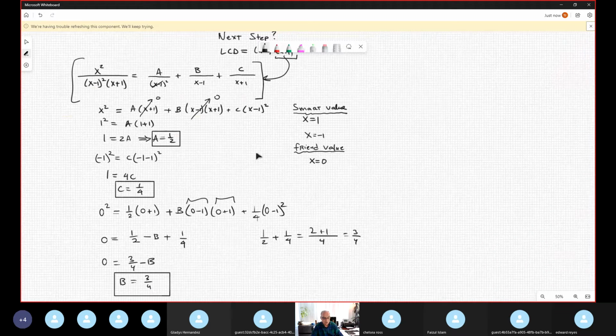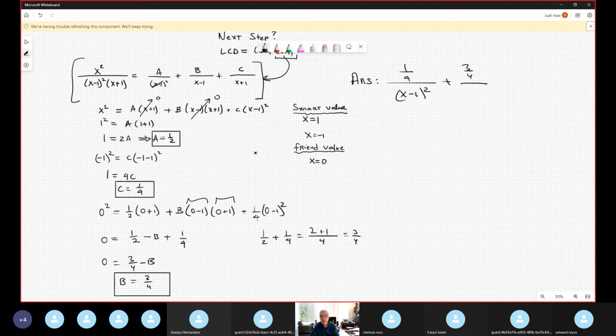We need to express the final answer. I want to explain a different way to express the final answer after the partial fraction decomposition I did before. A is 1/4. You put 1/4 x minus 1 squared plus 3/4 x minus 1 to the first power plus 1/4 gets C x plus 1. And this is a possible answer.